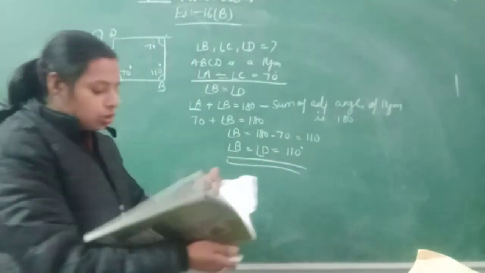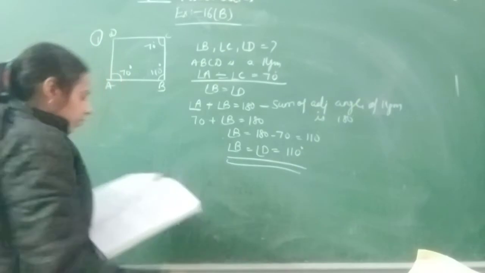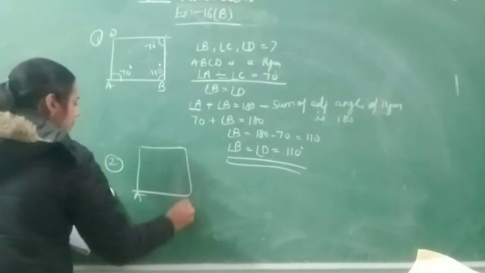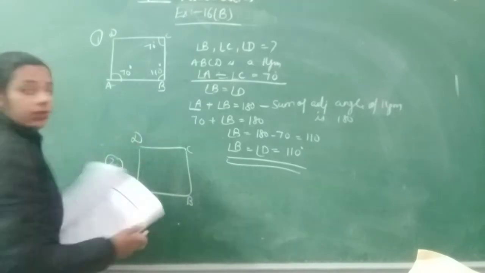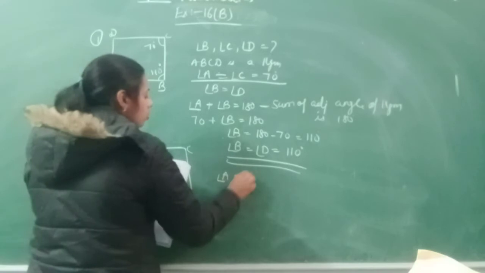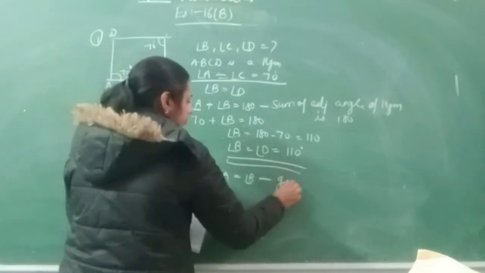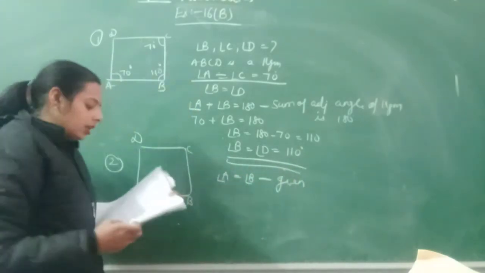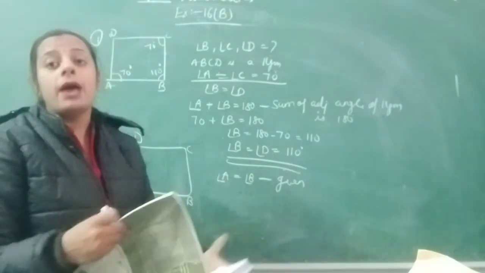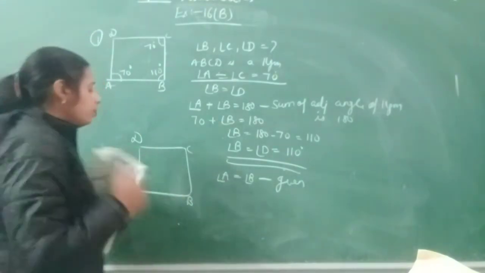Come to the next question, question number 2. If ABCD is a parallelogram and it is already given that two adjacent angles are equal, it means angle A is equal to angle B. This is given. Then find the angles, and what do you call such a parallelogram? A or B, both are equal.